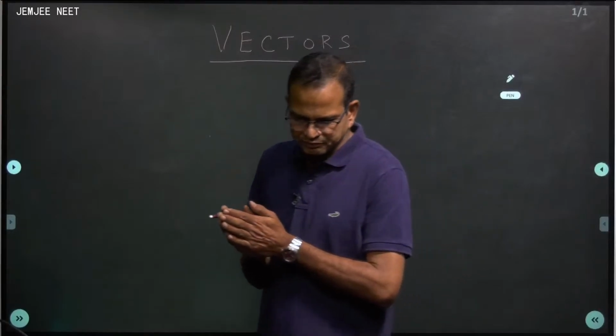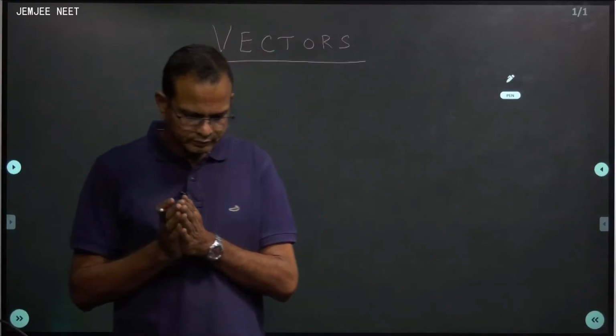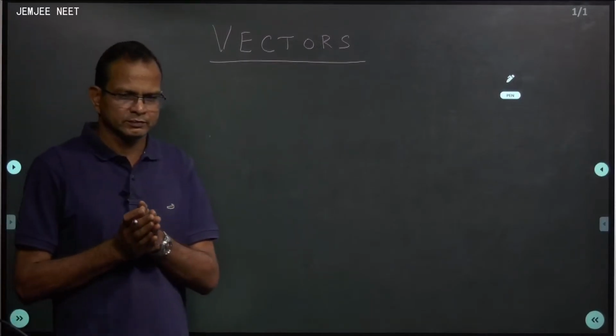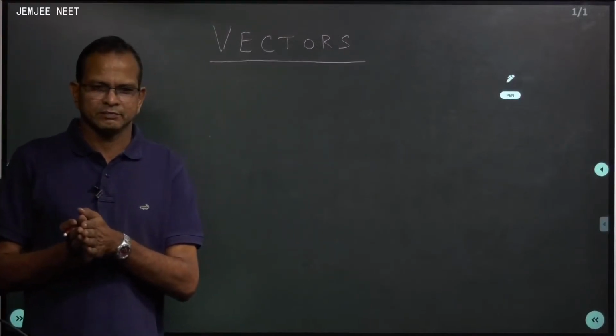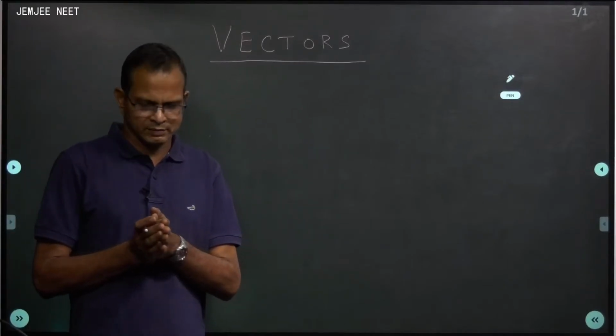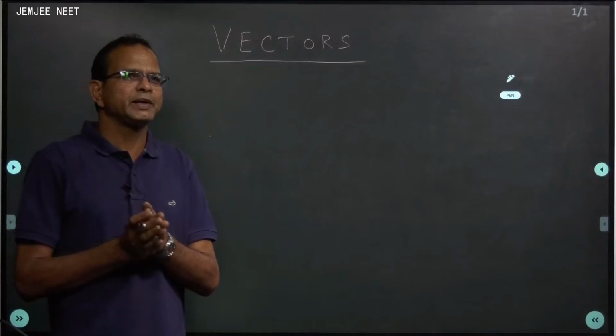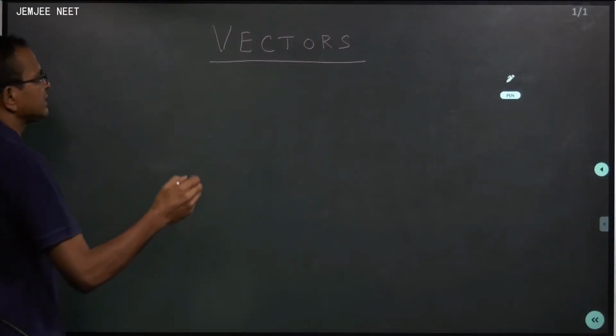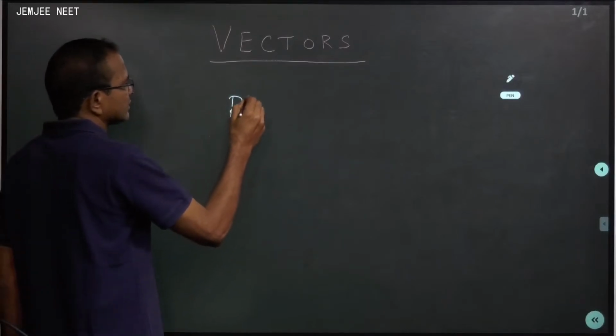Anyone? Vishnu? Vector is a physical quantity which has both magnitude and direction. Not enough. It also obeys the parallelogram law of vectors, that is, it obeys geometrical laws of vector addition. So a physical quantity is basically a physical quantity.